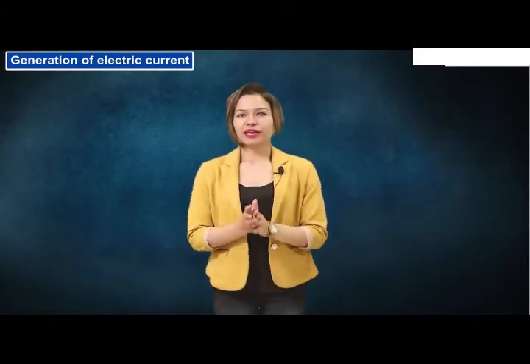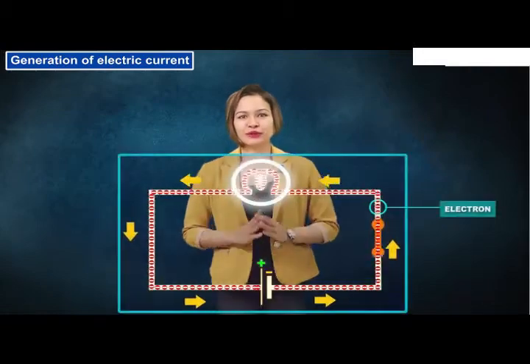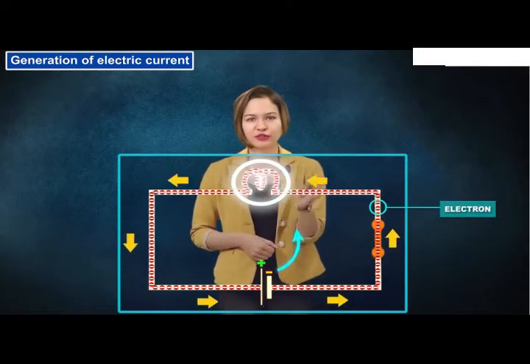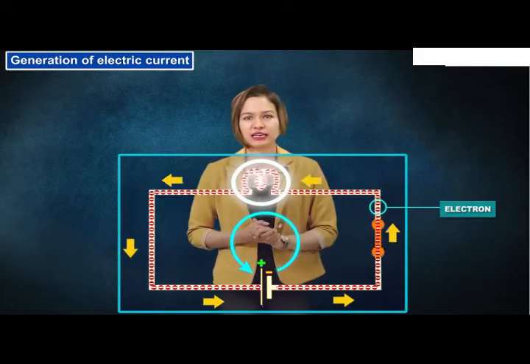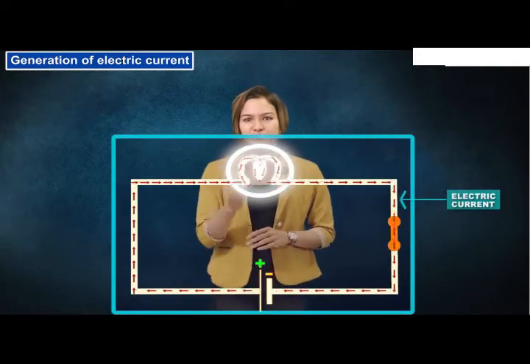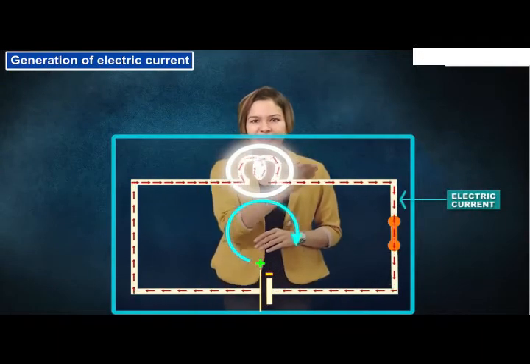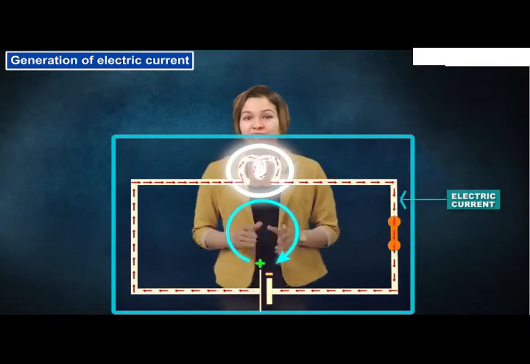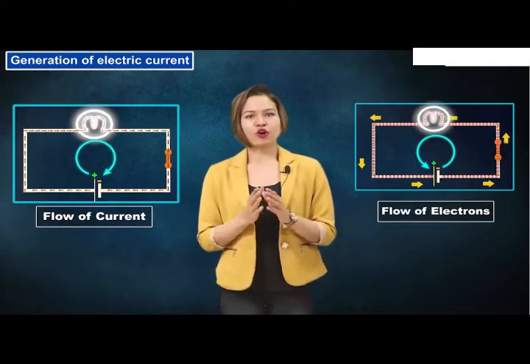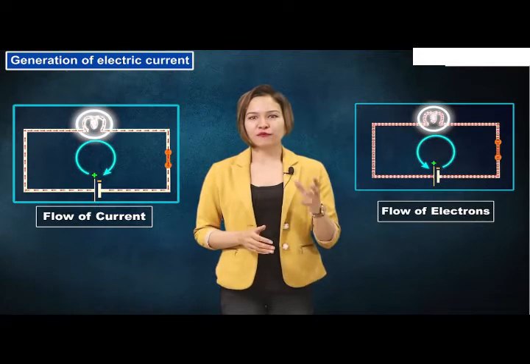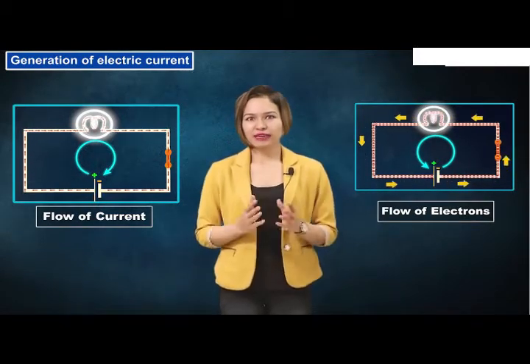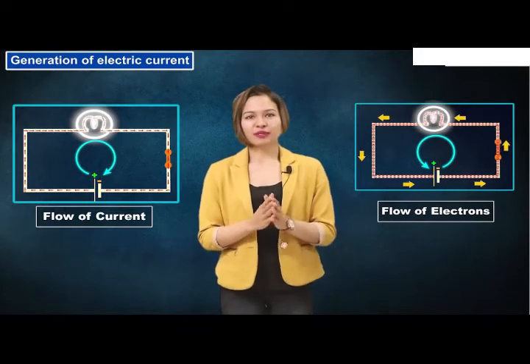Now let's draw it diagrammatically. So in this way, electrons move from the negative terminal to the positive terminal of the cell through the electric bulb, while current moves from the positive terminal to the negative terminal of the cell. Now you might be thinking, why is the direction of current opposite to the direction of the flow of electrons, even when current is the flow of electric charge, which is nothing but the electrons?